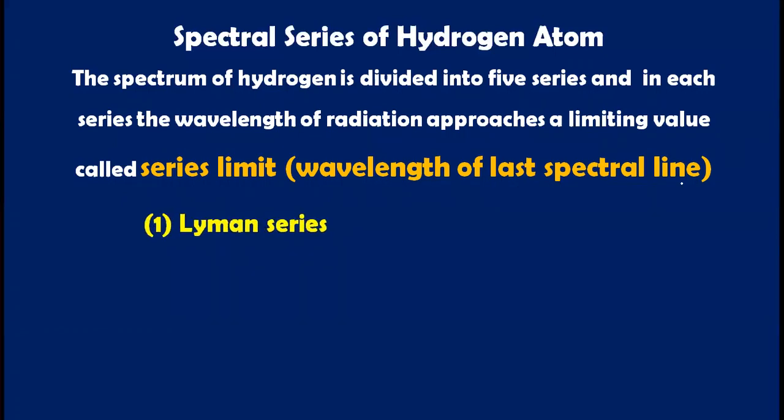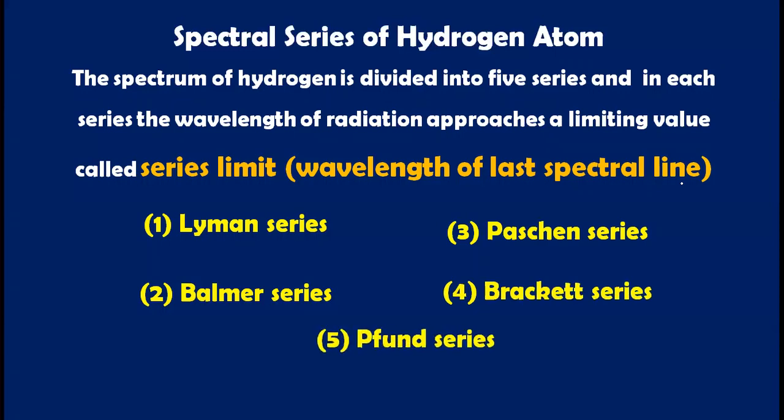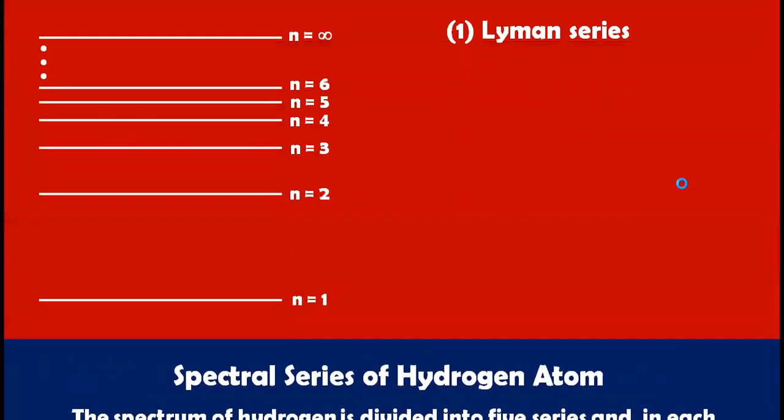Now, what are the 5 different series of the hydrogen spectrum? Number 1, Lyman series. Number 2, Balmer series. Number 3, Paschen series. Number 4, Brackett series. And number 5, Pfund series. So these are the 5 different series of the spectrum of hydrogen. Now we shall see them one by one, right from the next slide. First, we shall see what the Lyman series is.